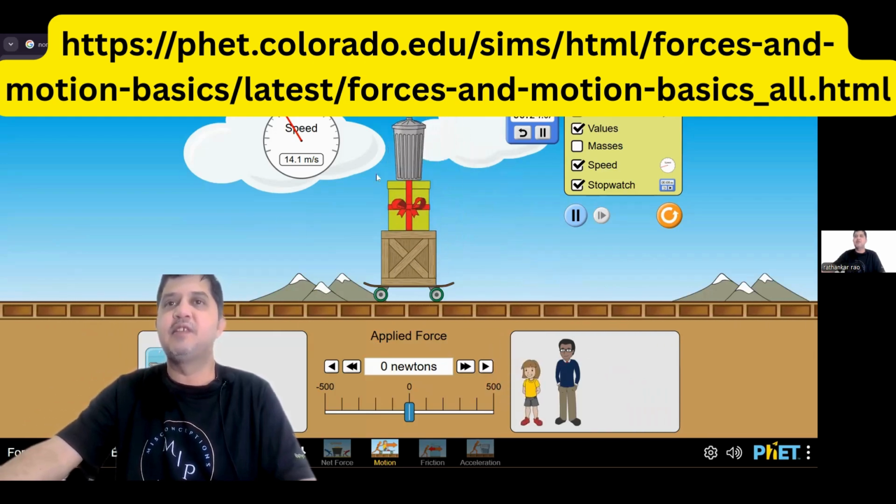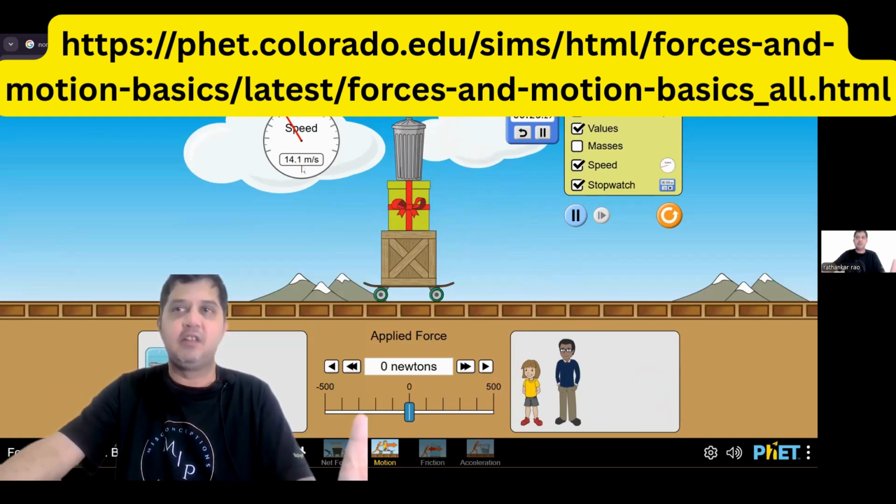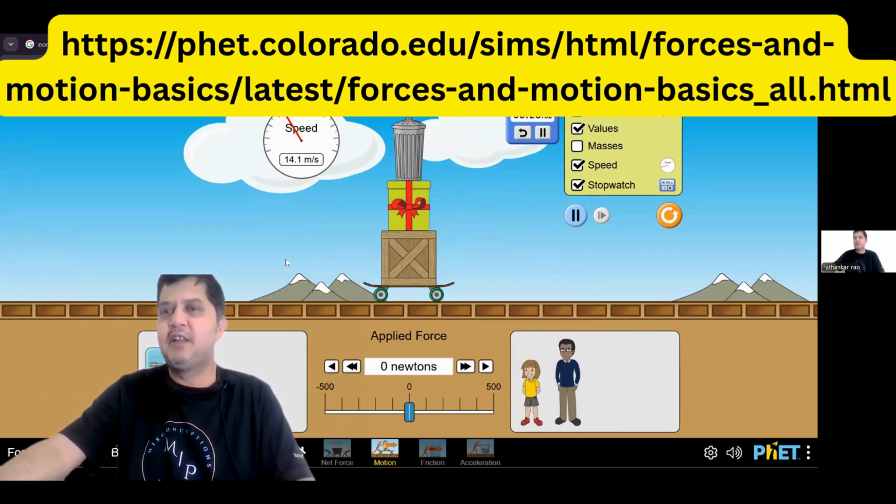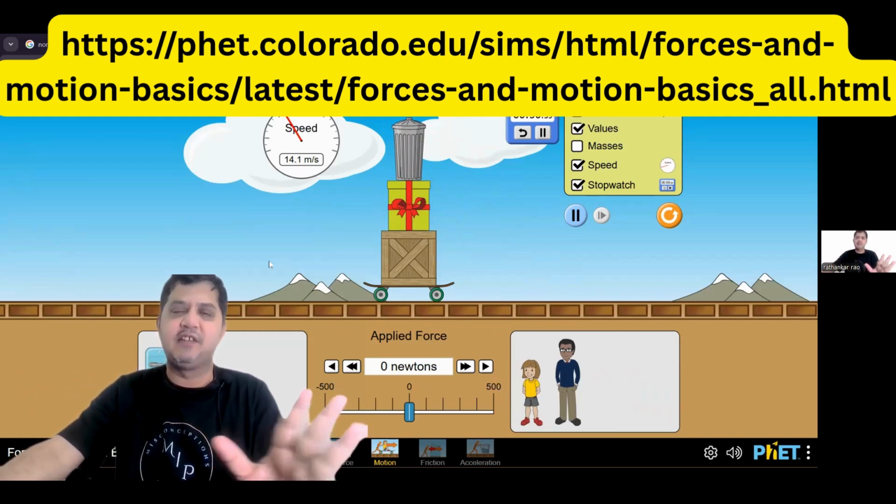Okay, what is the force? Is there a change in the speed? You can look at all these things. This is how it is very helpful. You can ask n number of questions using this.